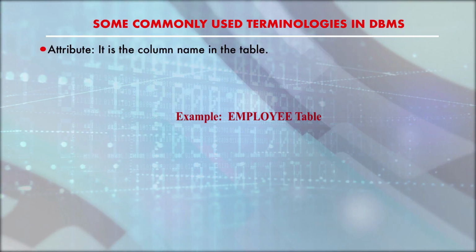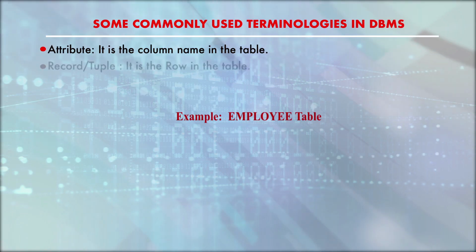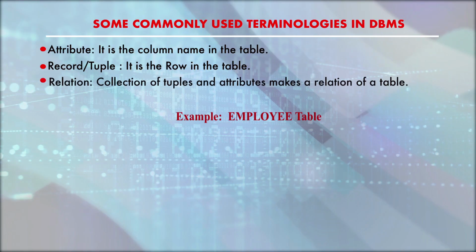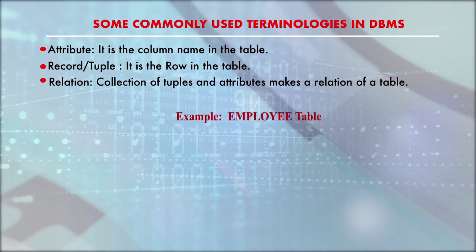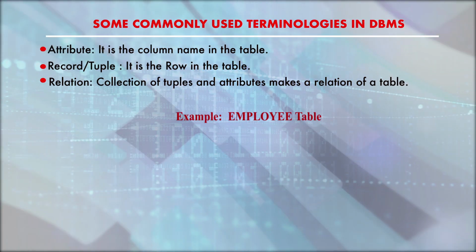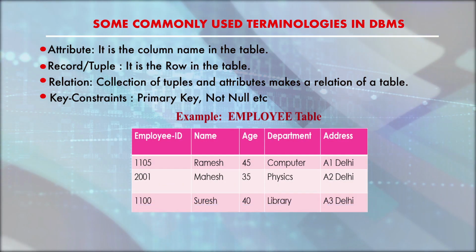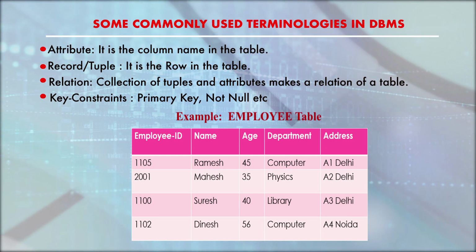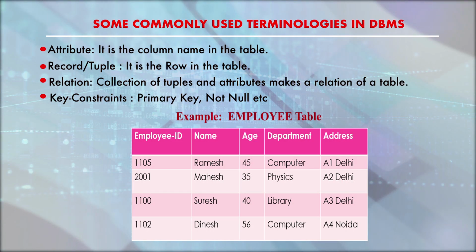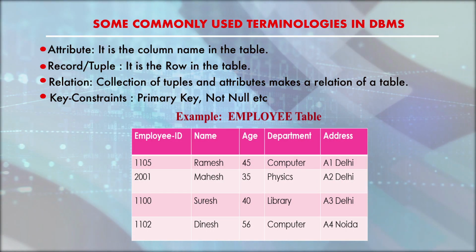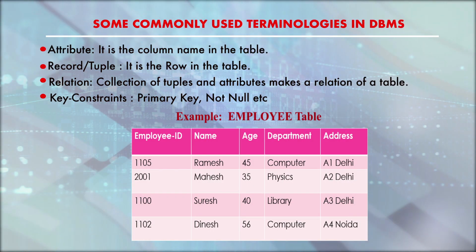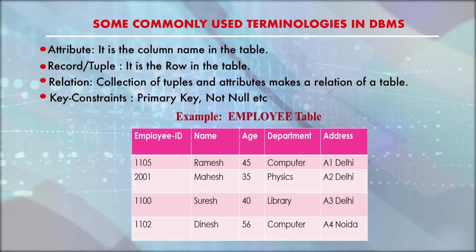talks about the columns in the table, then records or tuples, which talk about the rows in the table, and similarly the relation, the different attributes related to each other, or how one table is related to another table, and some keys and constraints, like some rules under which the table is created and data is inserted in the table or maintained in the table. So, these few basic concepts are essential for us to know, to understand the different database management systems which we are going to discuss further in this session.